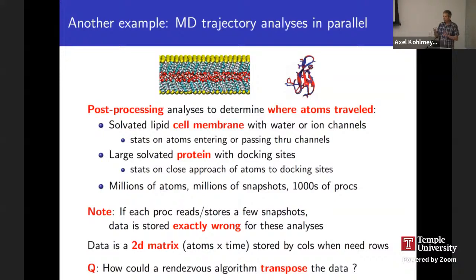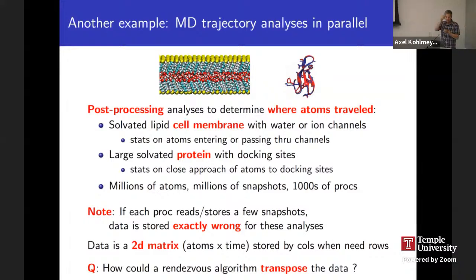So in this case, the rendezvous decomposition is where we're going to do the trajectory. Could you do it over atom IDs? Yeah, let's use atom IDs. So we randomly assign atom IDs to processors. If there's 1 million atoms and 100 processors, we just give 10,000 IDs to each processor.